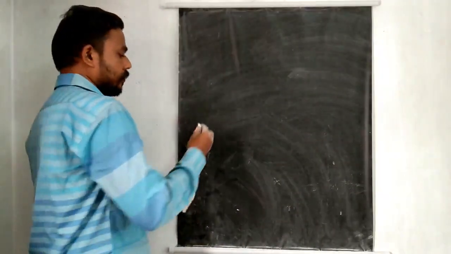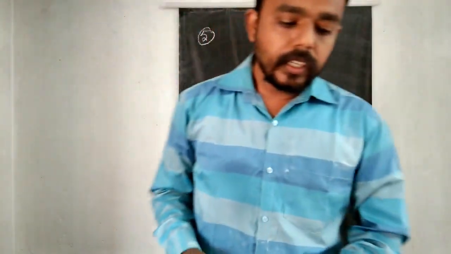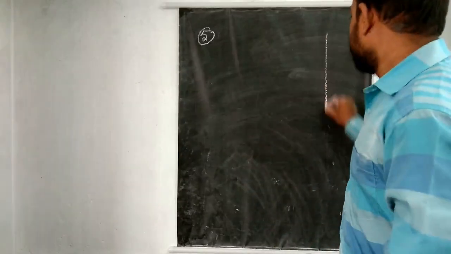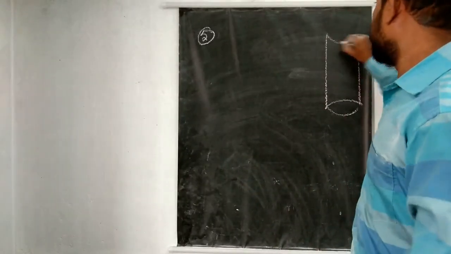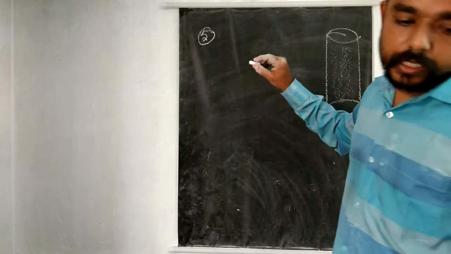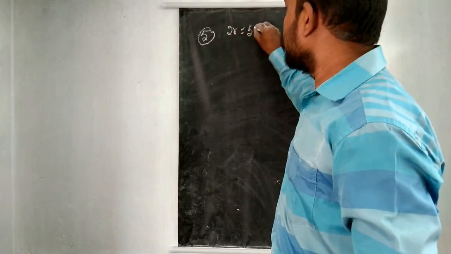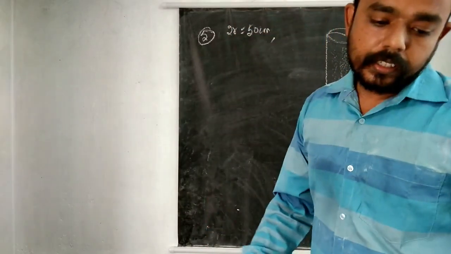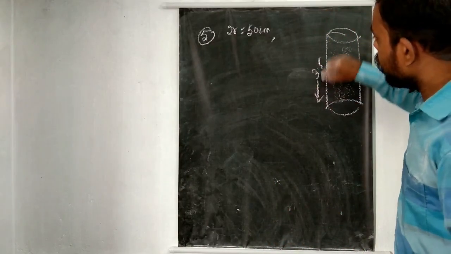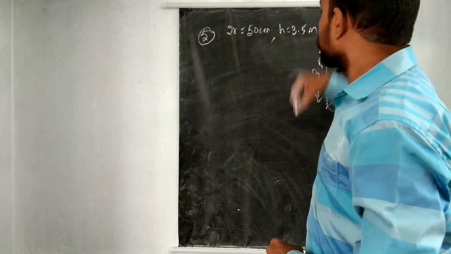Now come to the next problem. A cylindrical pillar. So it's given as a pillar, cylindrical form. For that, 50 centimeter in diameter. So 2r equal to 50. And 3.5 meter height. This height is 3.5 meter. So height equal to 3.5 meter.